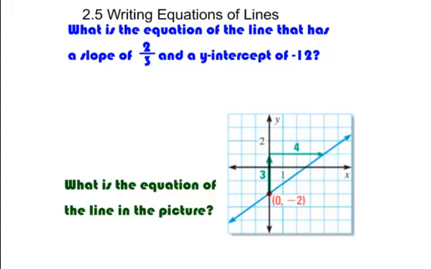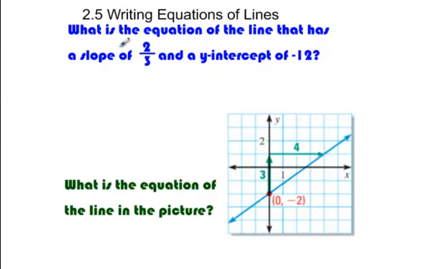This is our last section of Chapter 2, Section 2.5, Writing Equations of Lines. In Section 2.4, we had equations, and from those equations we graph them. Now, for this section, we're going to have pieces of information about the equations, and we have to figure out what the equation is. So we're going to start off with an example.